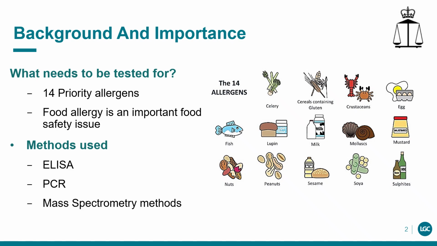The current primary method for screening for allergens in food products is ELISA, with PCR and various mass spectrometry methods being introduced as additional confirmatory approaches where the result is unclear. However, the suitability of these methods varies considerably depending on both the allergen and matrix being tested. It should be noted that other countries may have different lists of allergens of concern.